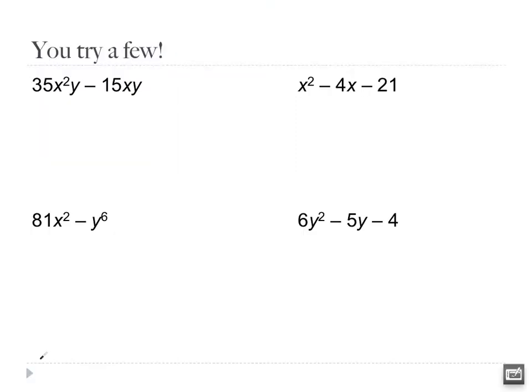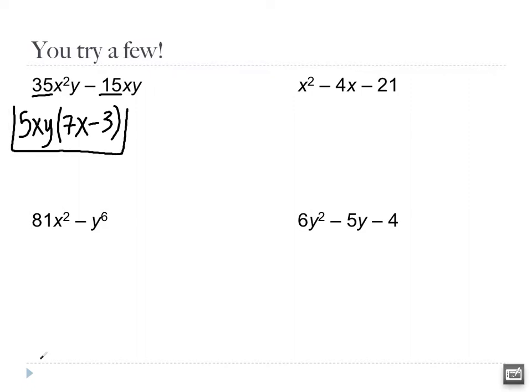Okay, welcome back. We're going to do these together. Hopefully you've tried them. Out of 35 and negative 15, the greatest common factor is 5. Both terms have an x, y. When I factor that out, I am left with 7x subtract 3. Can't factor that 7x subtract 3 anymore, so this is my final answer.